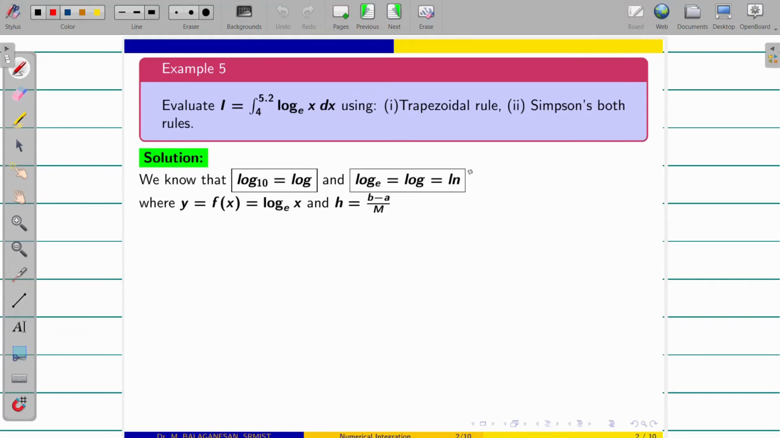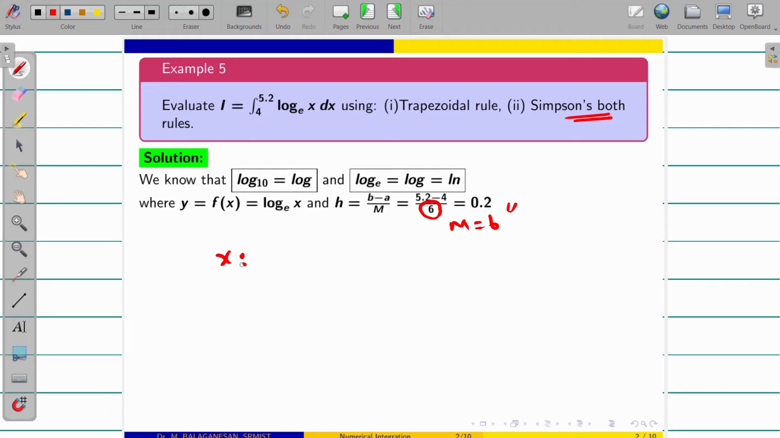So we are going to use the logarithm, ln inverse logarithm one, right? b minus a by m. As I told you already, if they did not specify anything, if they have given apply Simpson one third and 3/8 rules, in a default way take m as 6. So then the h value is what? 0.2.